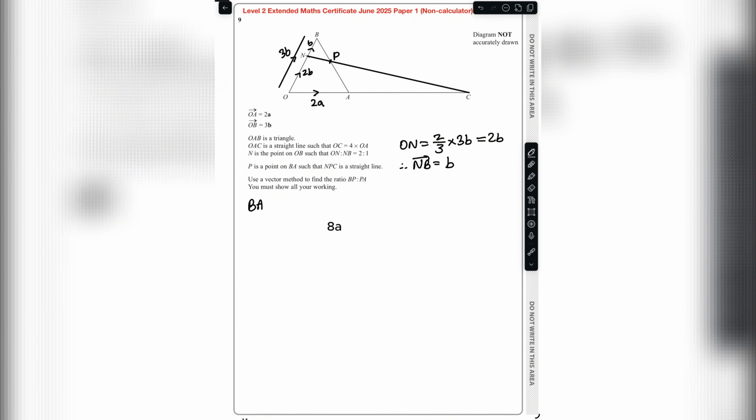The vector BA can be obtained by going from B to O and O to A. So in this case, we have minus 3b plus 2a, and that can be written as 2a minus 3b. We know that OC equals 4a, so we can represent OC as 4 times 2a, and that gives us 8a. And given as NPC is a straight line, we can state that the vectors NP and PC are parallel.